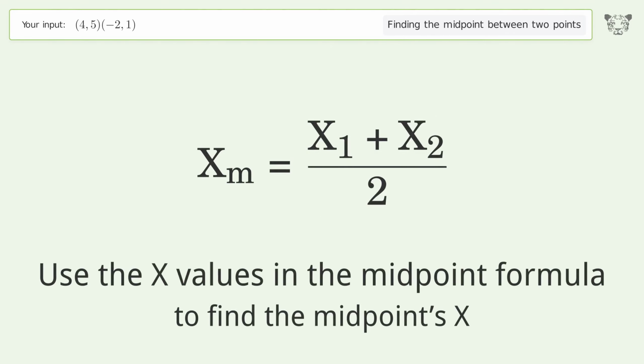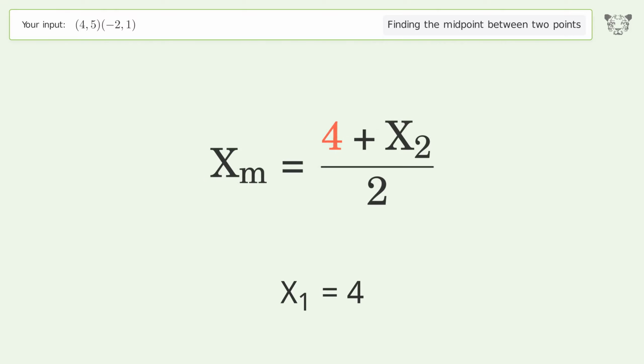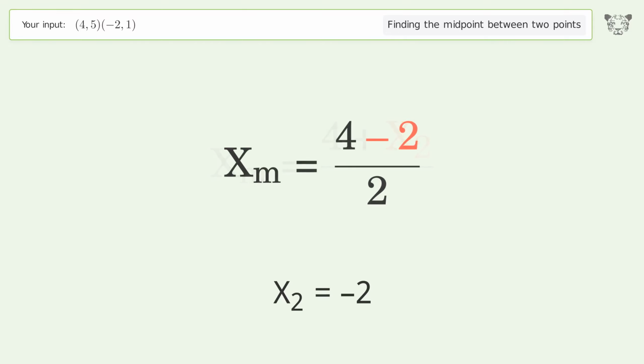Use the x values in the midpoint formula to find the midpoint's x. x1 equals 4. x2 equals -2. Simplify the arithmetic.